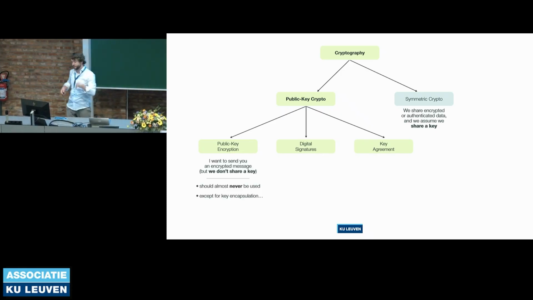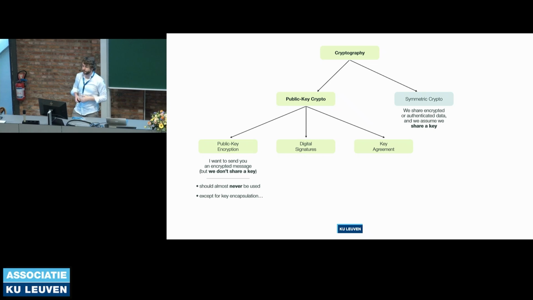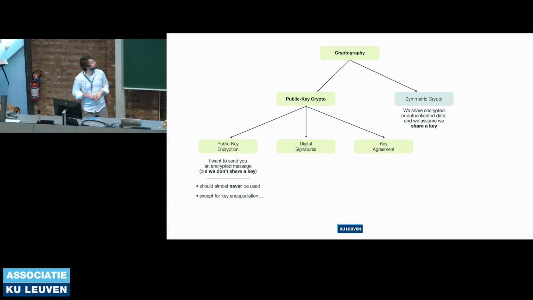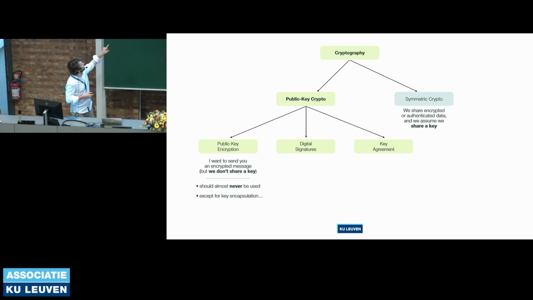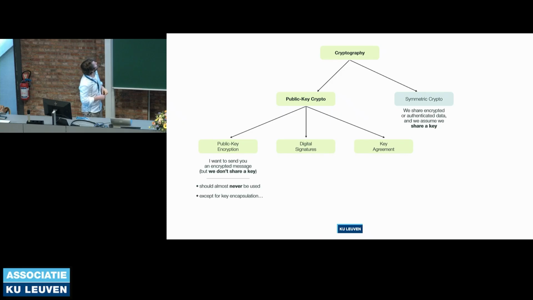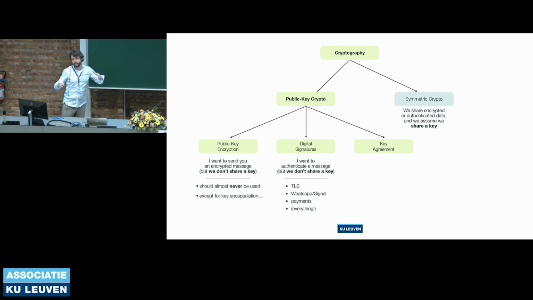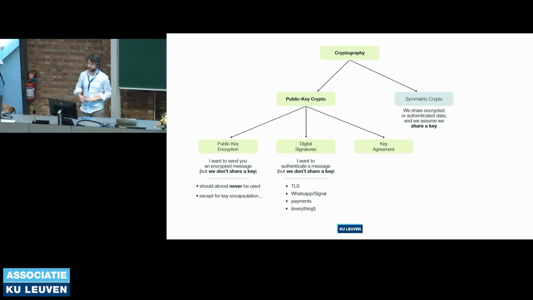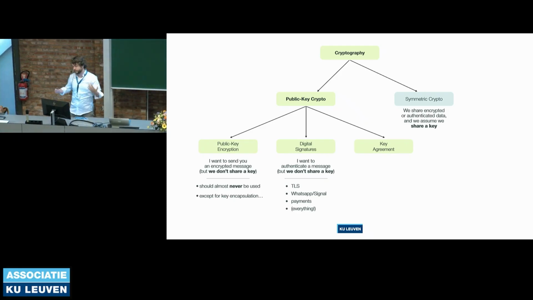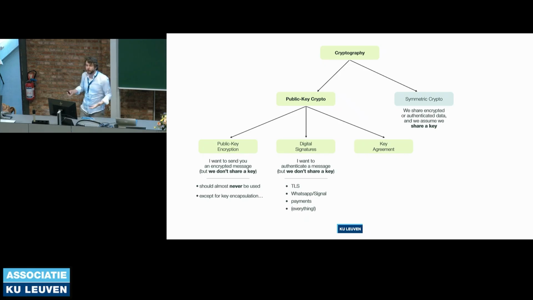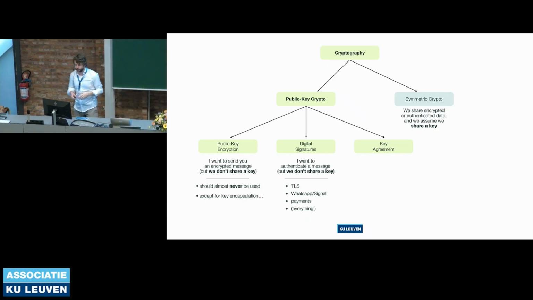So public key encryption is I want to send you an encrypted message, but we're not sharing a key. And in the end, you'll actually conclude that this should almost never be used, except for this thing we call key encapsulation, which we'll get to in a bit. Digital signatures, actually, those are the things that are heavily used. So you want to send a message and authenticate that you are the one sending this message. And when somebody receiving it knows for sure that you sent it.